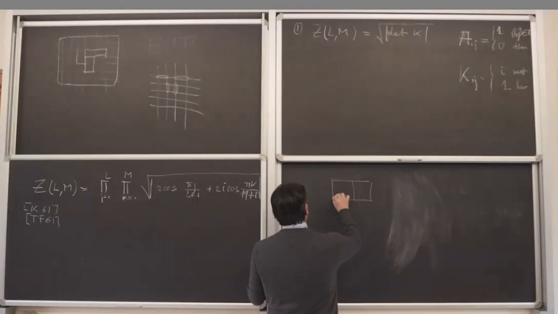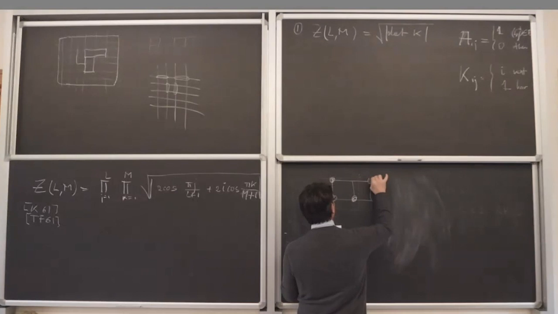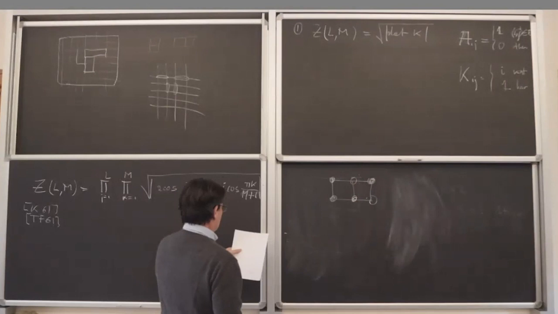And here we have a problem, what I call white and what I call black on a blackboard. This is an unsolvable problem in diagonal models. So this is black and this is white.